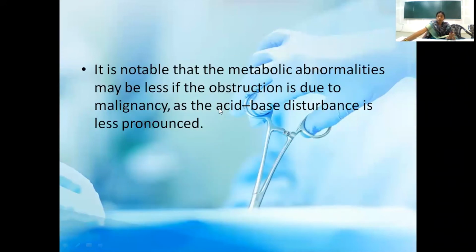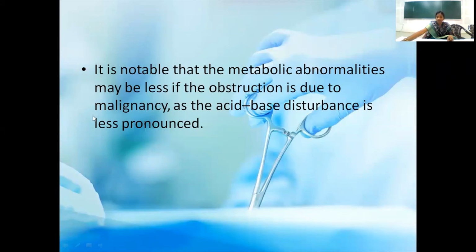See, the causes for gastric outlet obstruction are, one, the benign condition peptic ulcer disease, and the other, carcinoma stomach. Whereas these electrolyte imbalances will be more pronounced in benign cases and less in malignancy. It is notable that the metabolic abnormalities may be less if the obstruction is due to malignancy.